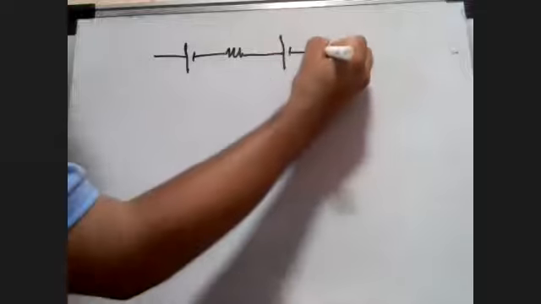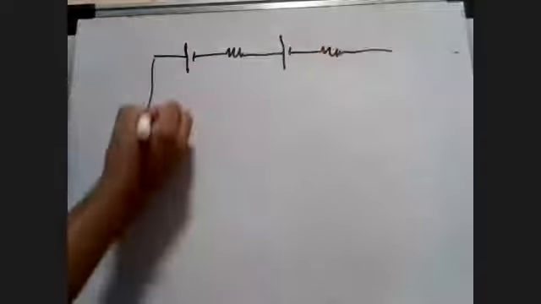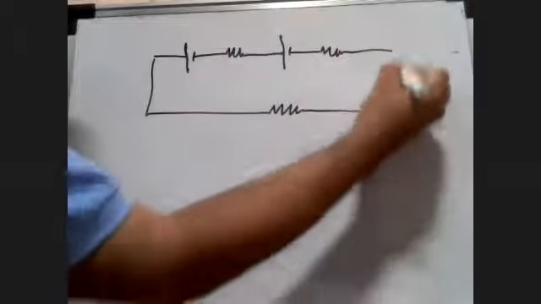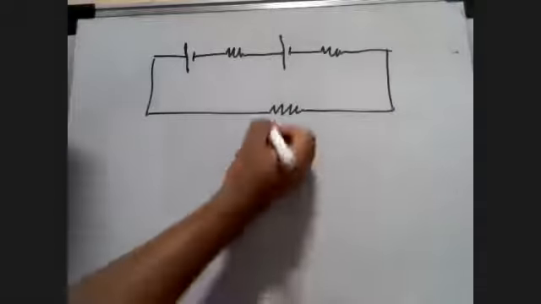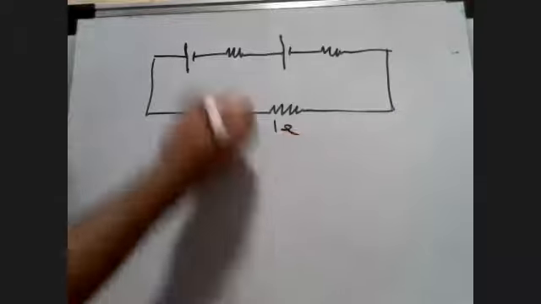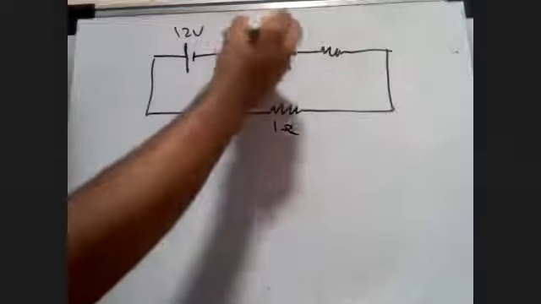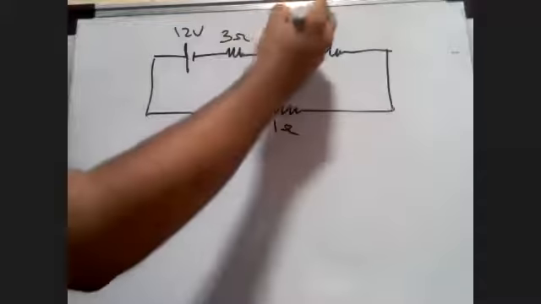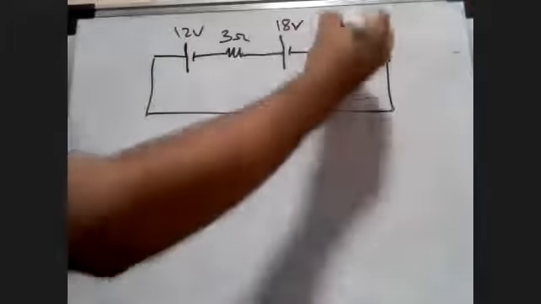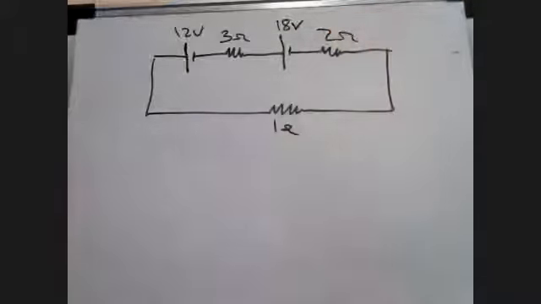Let's go to this one. Find out the current for this. Let's say this is 1. This is 12 volts, 3 ohms. This is 18 volts, and this is 2 ohms. Write the equation for this, find out the current through it.